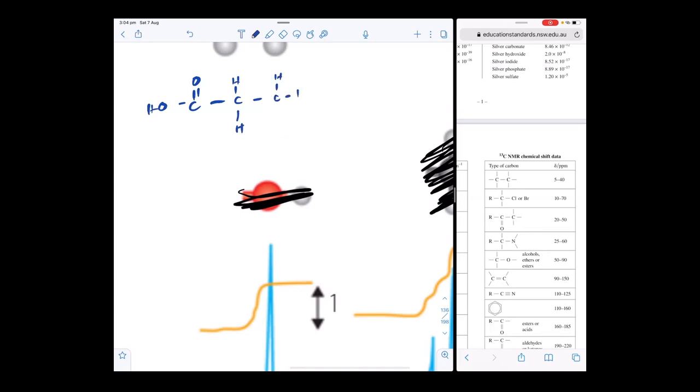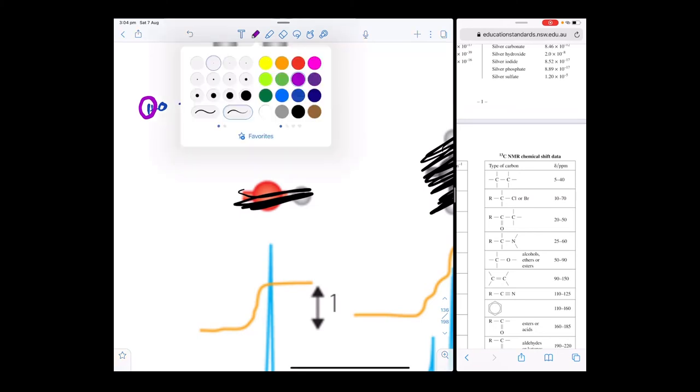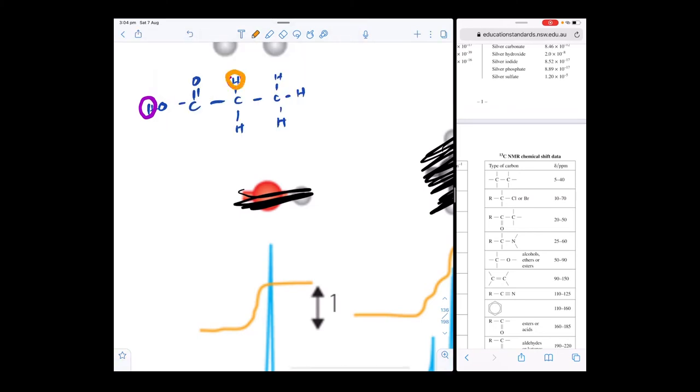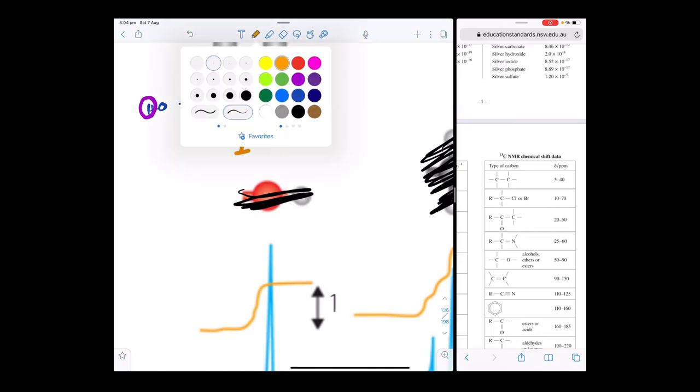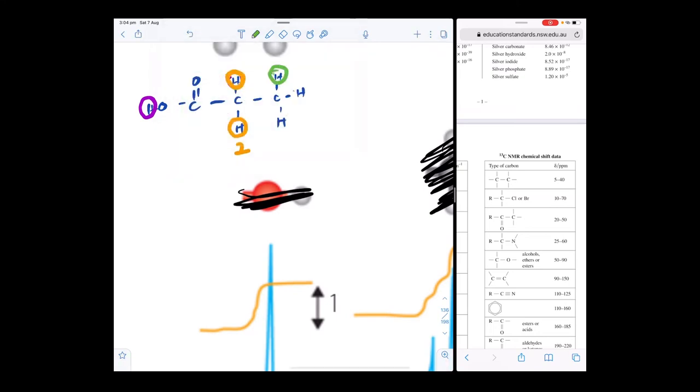How many hydrogen environments do we have here? Darren? Three. Yeah, you see one hydrogen bound to the oxygen, so that's one hydrogen environment. These two hydrogens are bound to the same carbon, so they're going to be attached to another. This is another hydrogen environment, so we'll call this hydrogen environment 2. And we have a third hydrogen environment that I'll do in green, which represents all of these hydrogens. So these are hydrogen environment 3.